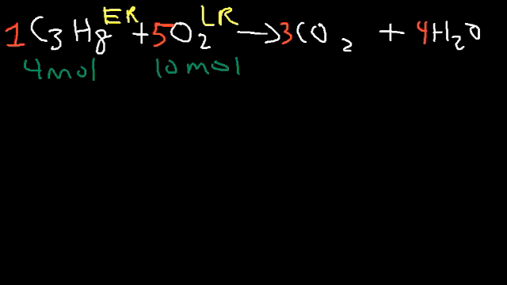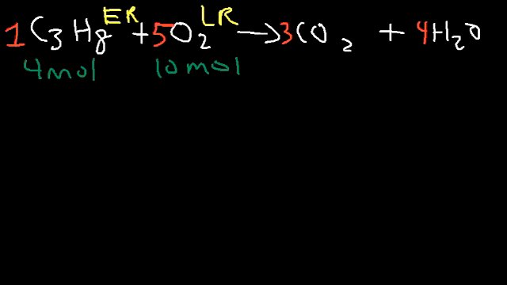Now, the first thing you need to do is find out how much of the excess reactant actually reacts. And then you can subtract the total amount of the excess reactant that was there to begin with, minus the amount that reacts, and that's how you can get the amount that's left over. Now, to find the amount that reacts, you need to use stoichiometry. You need to find the stoichiometric relationship between oxygen and propane.